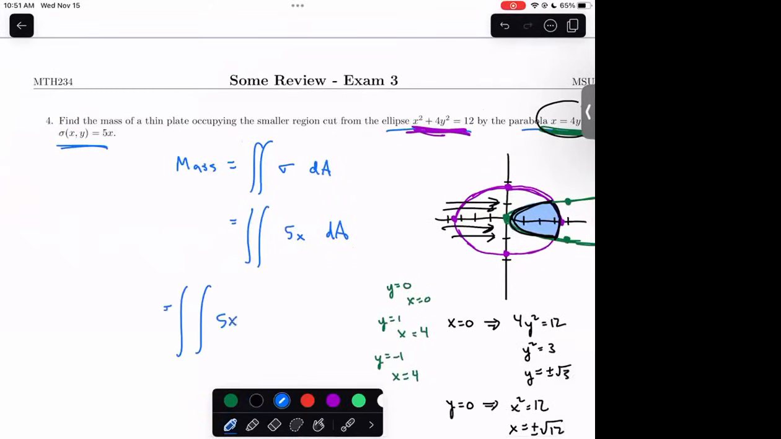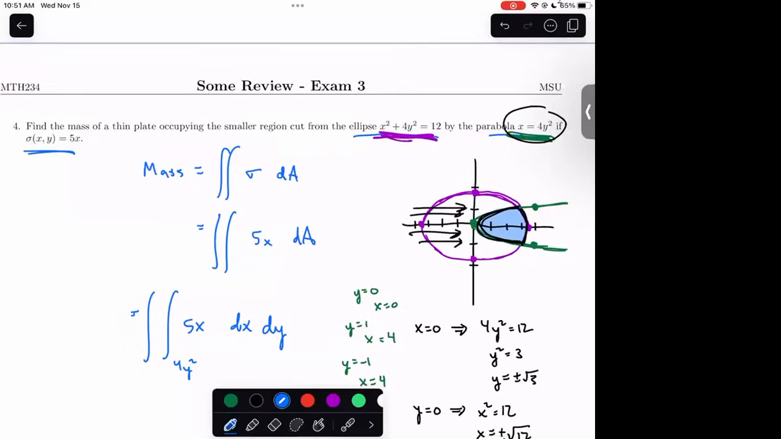So now I've decided that I'm going to integrate with respect to x first, then with respect to y. I'm going to be entering in through my parabola, so my x bound is x equals 4y squared. And I'm going to be exiting through this ellipse. But again, it needs to be an x bound, so I need to solve my ellipse for x equals.